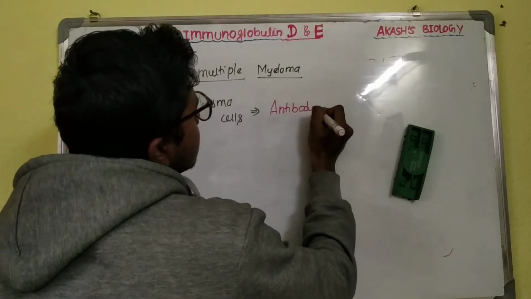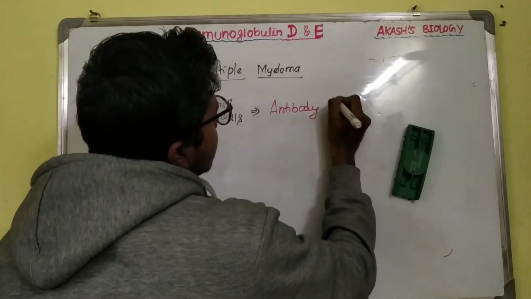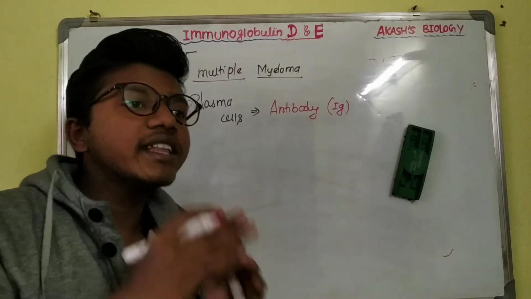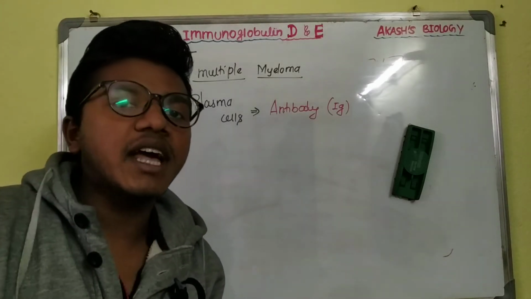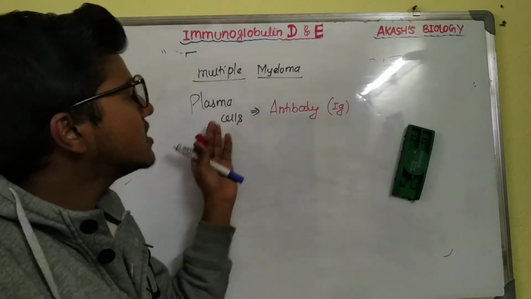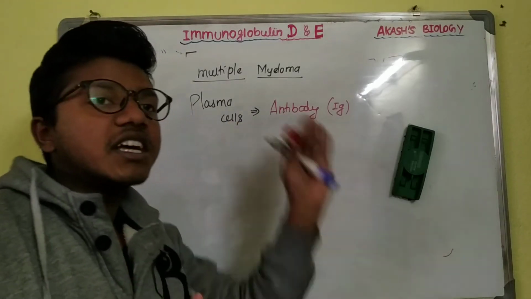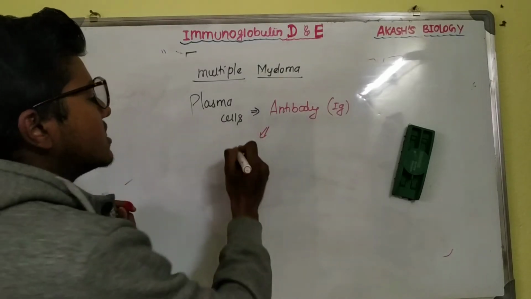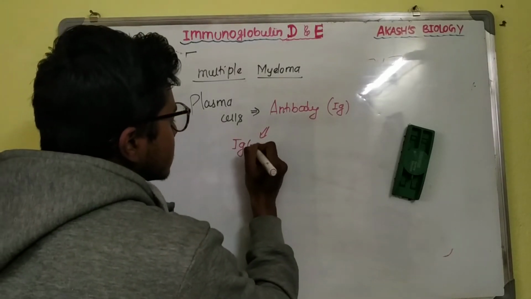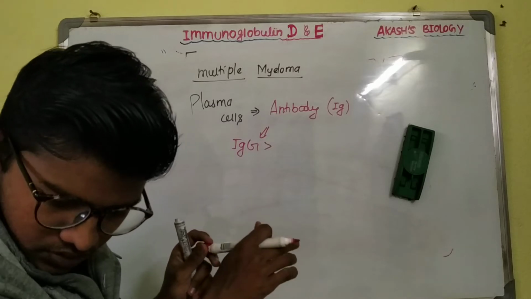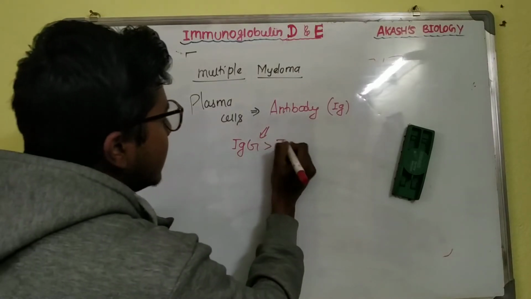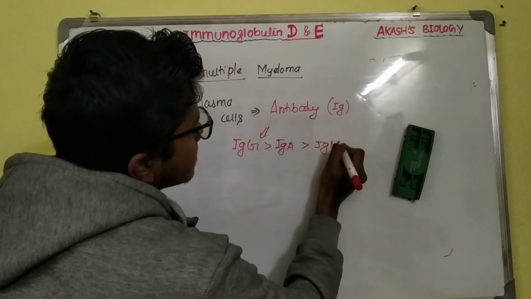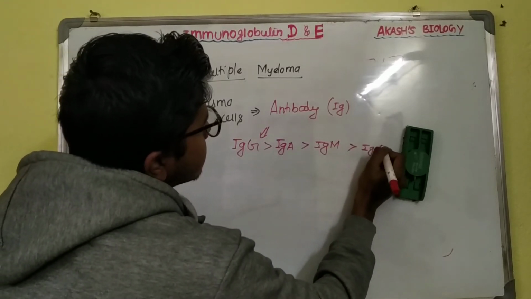Antibody or immunoglobulin. That's why in multiple myeloma, which of the following things will increase in the blood? You can be asked this in the entrance exam. Simple, it is the what? The antibody secretion will be increased in the blood. The main immunoglobulin that will increase is IgG, followed by IgA, followed by IgM, followed by IgD.